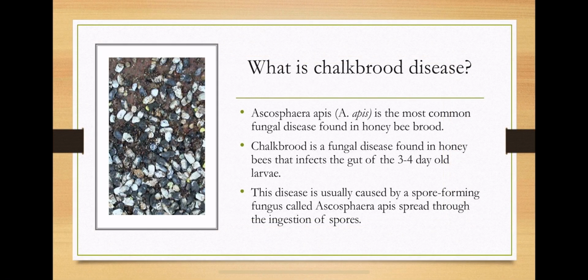What is chalkbrood disease? Ascosphaera apis is also known as chalkbrood disease. Ascosphaera apis is the most common fungal disease found in honeybee brood. Chalkbrood is a fungal disease found in honeybees that infests the gut of the 3 to 4 day old larvae. This disease is usually caused by a spore-forming fungus called Ascosphaera apis, spread through the ingestion of spores.